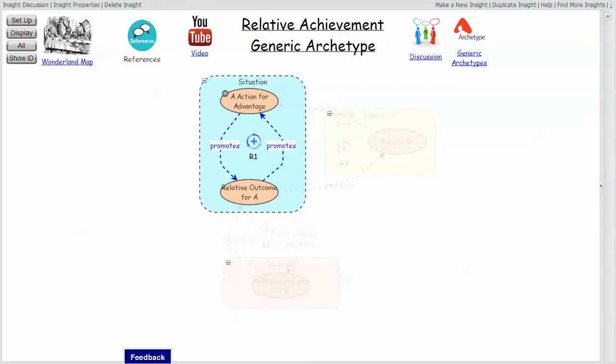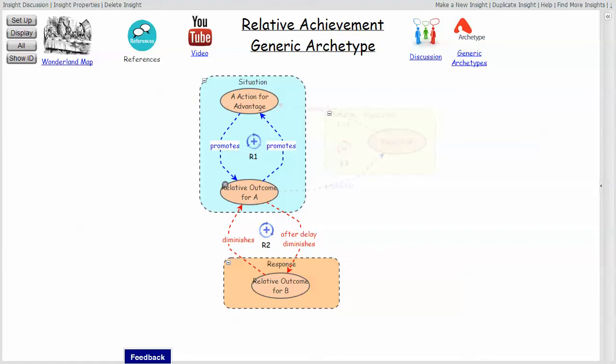While A is promoting its own action, its own outcome, and therefore more of its own action, the outcome that it produces in fact diminishes the outcome for another party. And because it's diminishing the outcome for another party, that diminished outcome is actually increasing the relative outcome for A. This says diminishes on this connection. If B was increasing, it would in fact diminish this. But since B is decreasing, it's actually increasing the relative outcome for A.